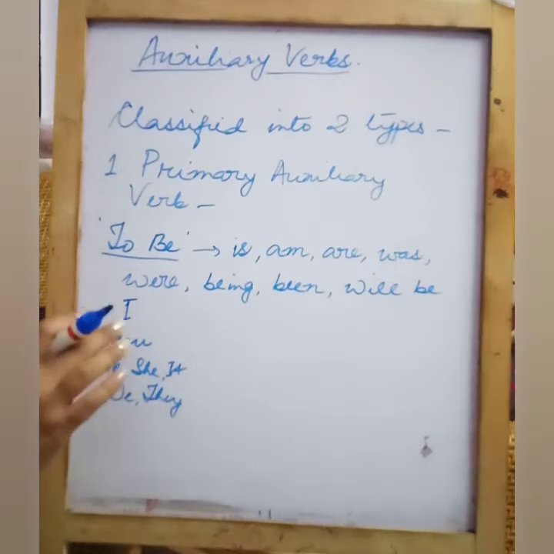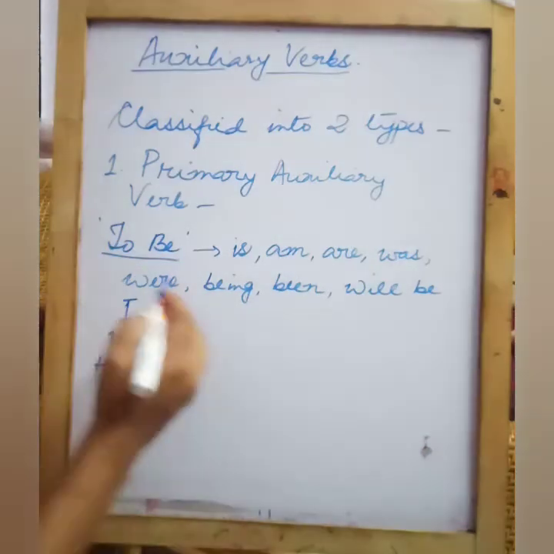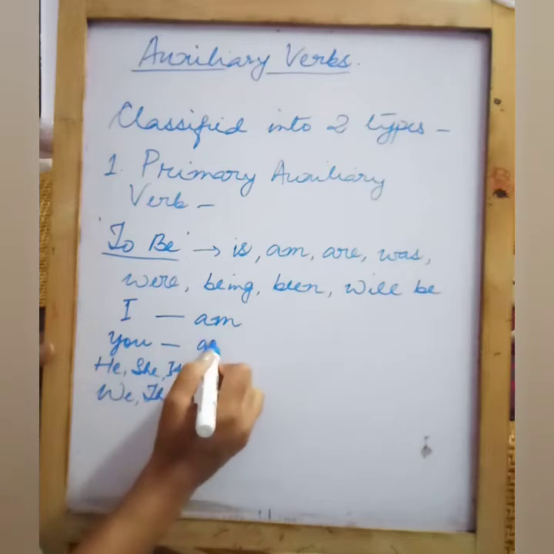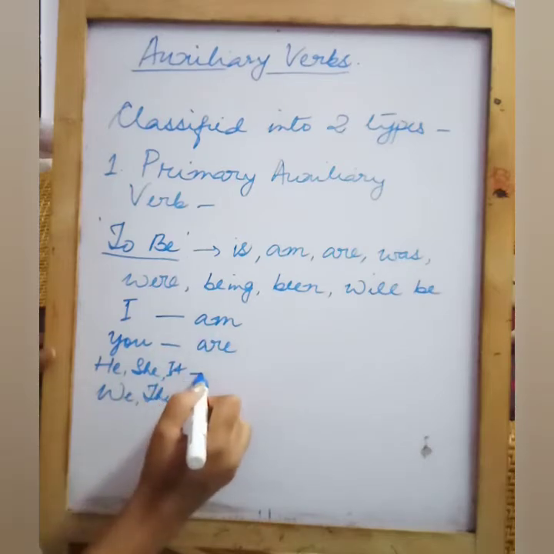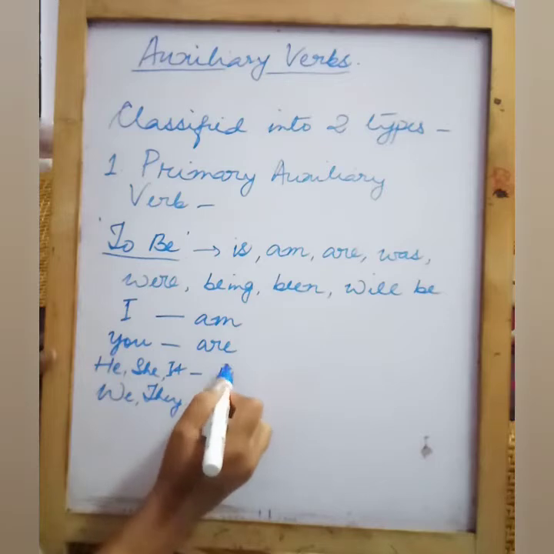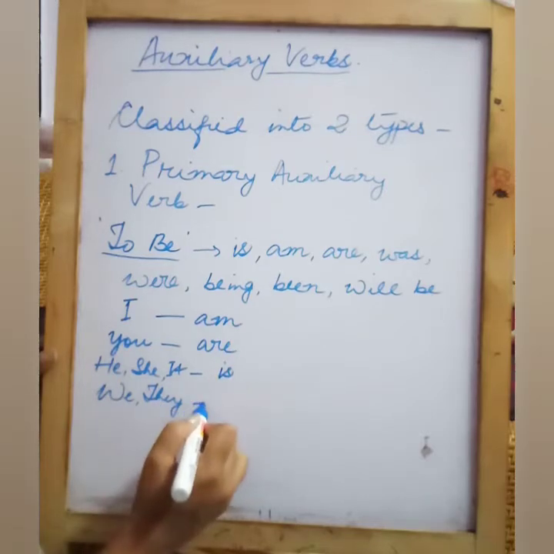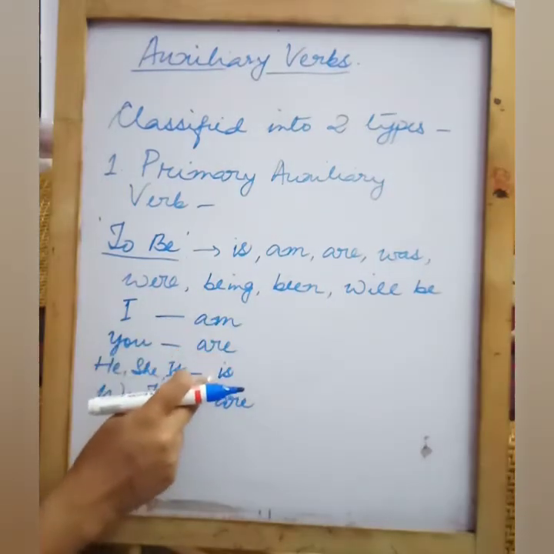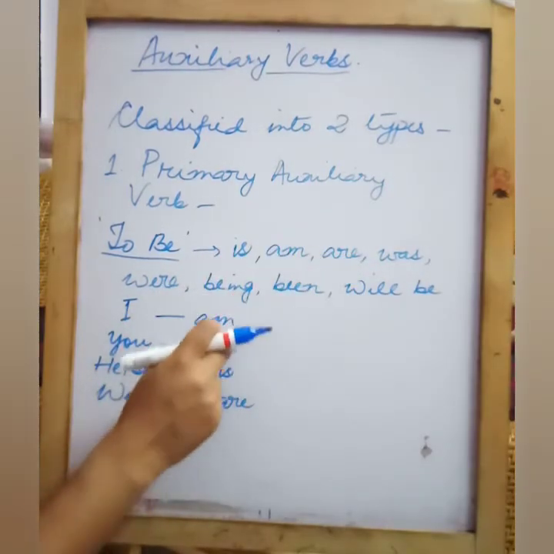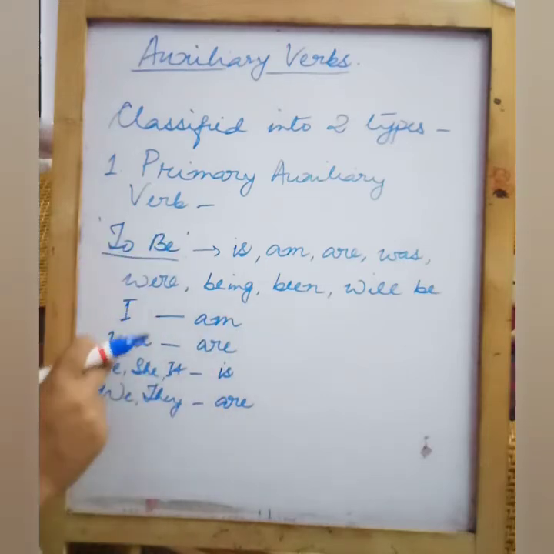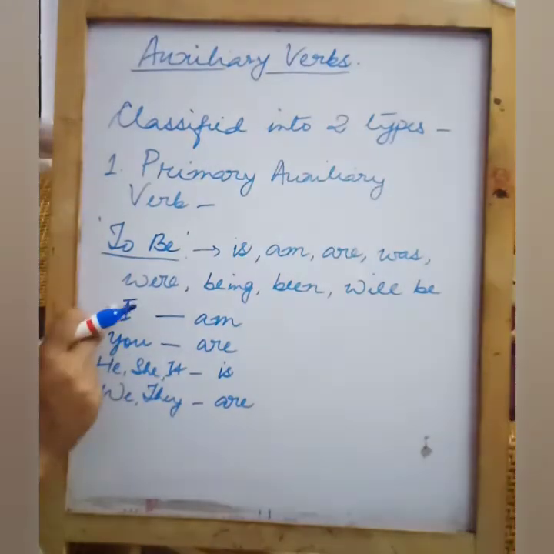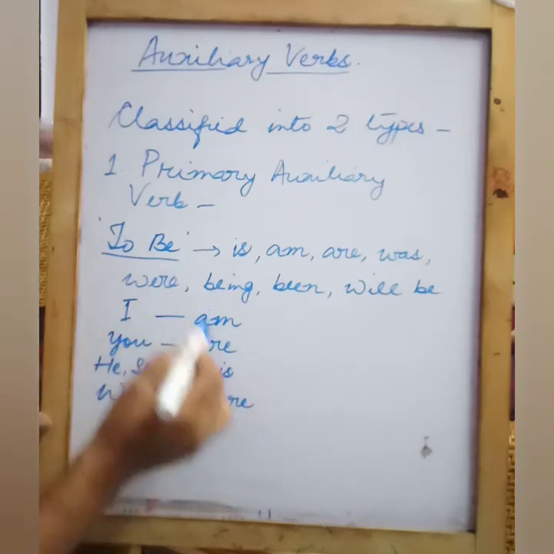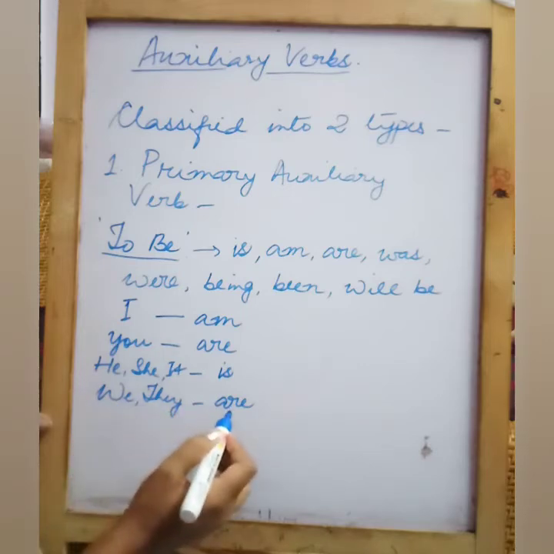Now with I, what do we say? Do we say I is, I are? No. We say I am, you are, he, she, it, we use is, isn't it? And with we and they, what do we use? Are. So see, am, are, is. So with to be in the present tense and singular, I, you, he, she, it, we are using is, am, are, isn't it? This is the to be. And with plural, we are using are.